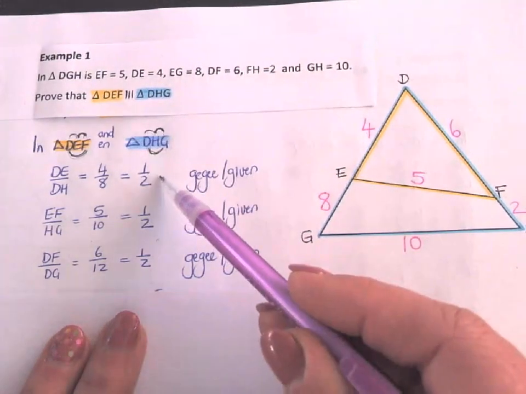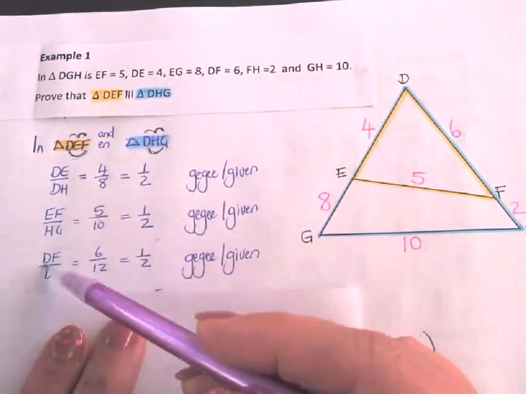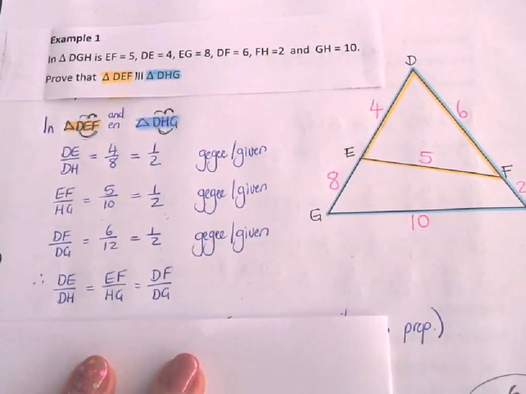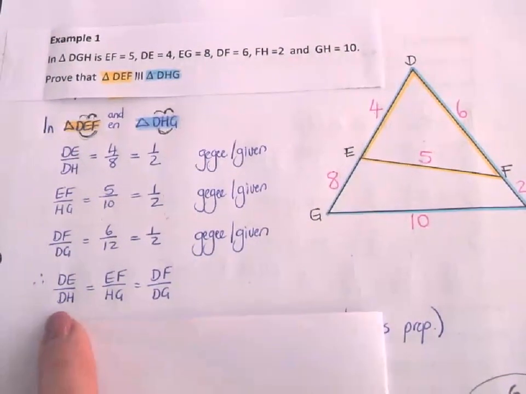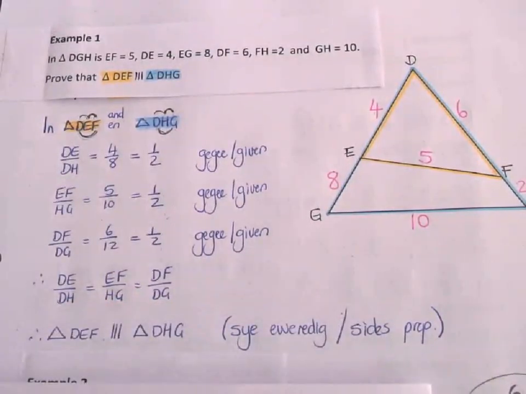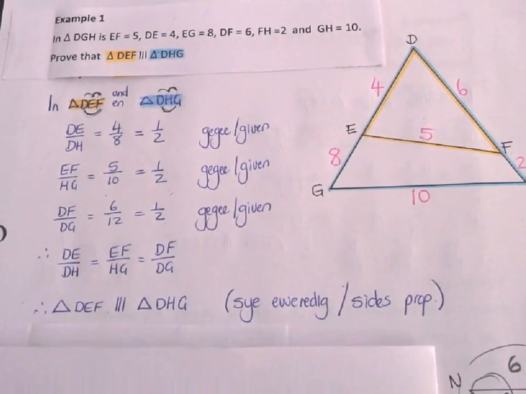And because all the answers are the same, we can say that the proportions are the same. Yes, or you can work out one of them and then use it. And what can we deduce when all the proportions are the same? The triangles are similar because the sides are proportional.